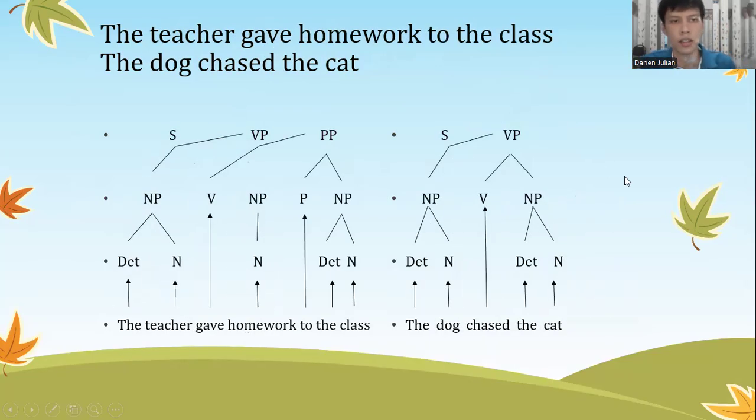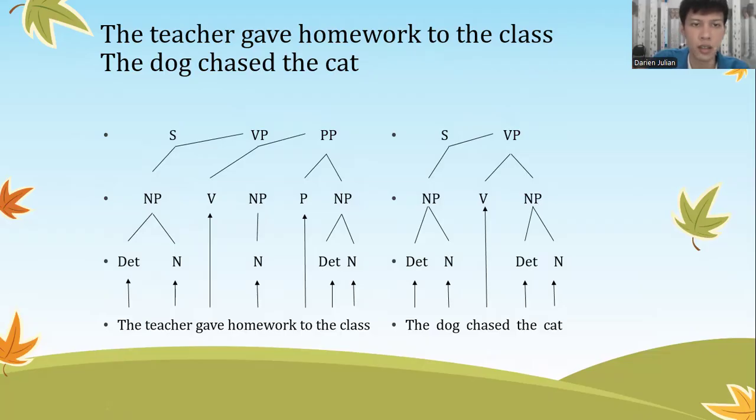Next is: The teacher gave homework to the class. "The" is a determiner, "teacher" is a noun. The teacher is a noun phrase. "Gave" is a verb. "Homework" is a noun phrase. "To" is a preposition. "The" is a determiner, "class" is a noun. The class is a noun phrase. To the class is a prepositional phrase. Gave homework to the class is a verb phrase. The teacher gave homework to the class is the sentence.